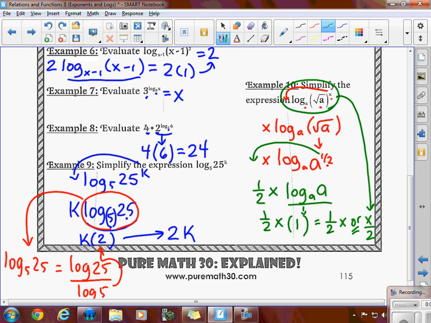Now you can see you have to do some thinking on a lot of these questions. You can refer to these other laws. You can usually get around just using common sense and some of the other log laws we've examined in the past.